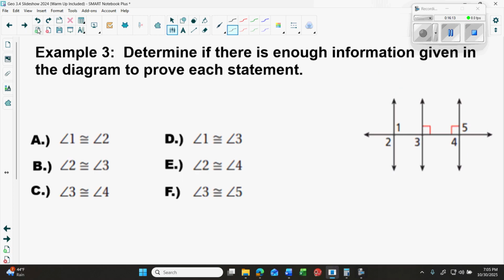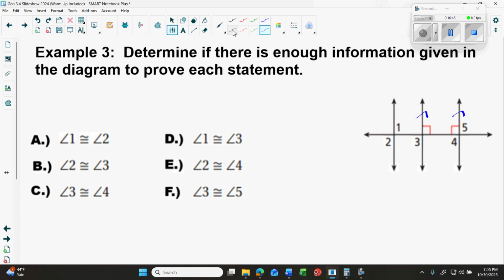Okay. Determine if there's enough information in the given diagram to prove each statement here. So here's what I got here. Be careful. Don't assume. Just like we talked about in class. I have two 90-degree angles, which means since these two are perpendicular, we can say these two lines are parallel. But I can't say it's parallel to the third one. I know nothing about this line in relation. Even though it certainly looks parallel, we don't have enough information.